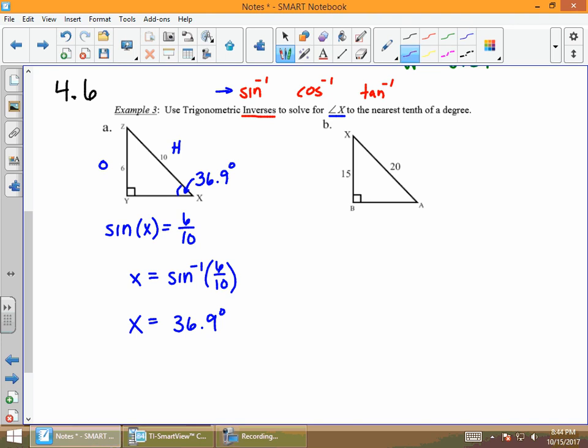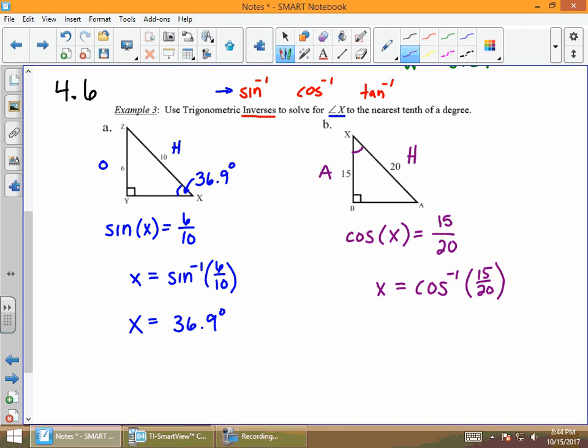All right. For example 3, part B, it says again, find angle x. So there's angle x. 20 is the hypotenuse. 15 is the adjacent side. So if I want to find angle x, adjacent and hypotenuse is the trig function for cosine. So the cosine of angle x is equal to the adjacent side, 15, divided by the hypotenuse, which is 20. If I have to get rid of cosine, I will use cosine inverse. So x equals the cosine inverse of 15 over 20.